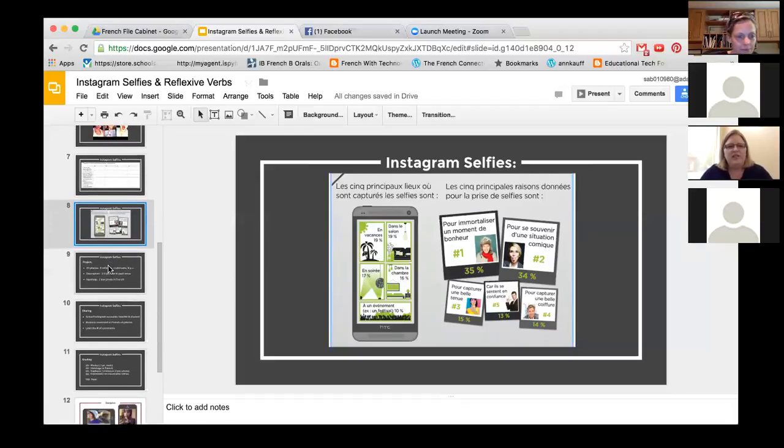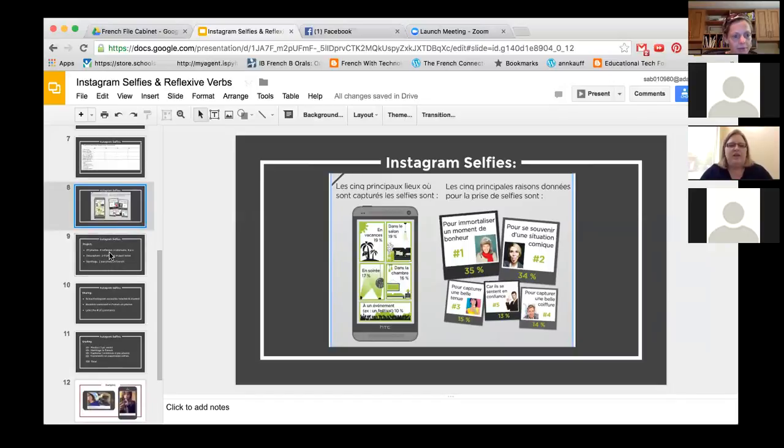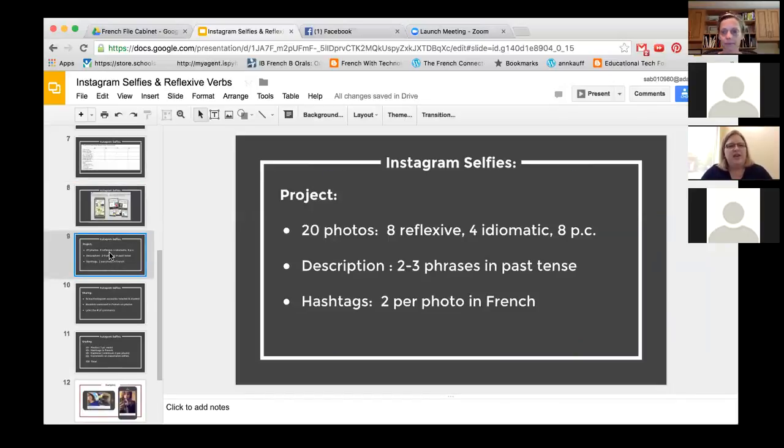Okay, so let's dive into the project itself. That's kind of how I introduce it, and this is how I structure the project. We have three important elements. I require 20 pictures. You could do more, you could do less. I thought 20 was a good number.